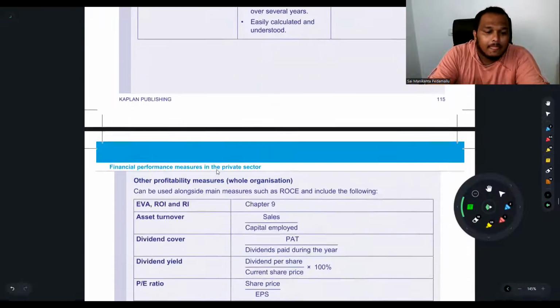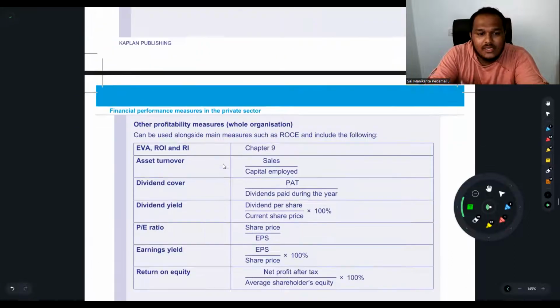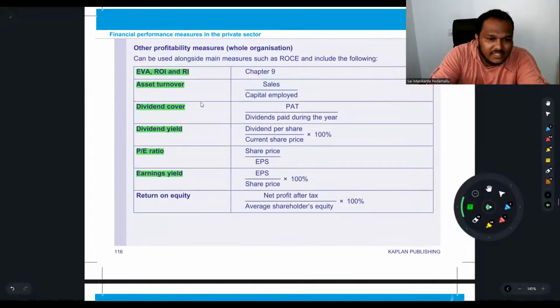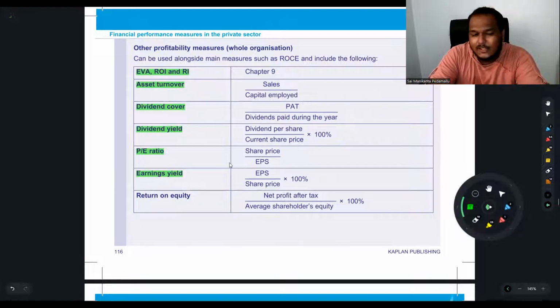That's EBITDA. Then you have your other profitability measures like EVA, economic value added. We'll talk more about that later. Then you have asset turnover, as I told you, my favorite ratio, the asset turnover ratio, dividend coverage ratio, dividend yield, price earnings ratio. It's actually the PE multiple, but that's okay. Earnings yield, return on equity.